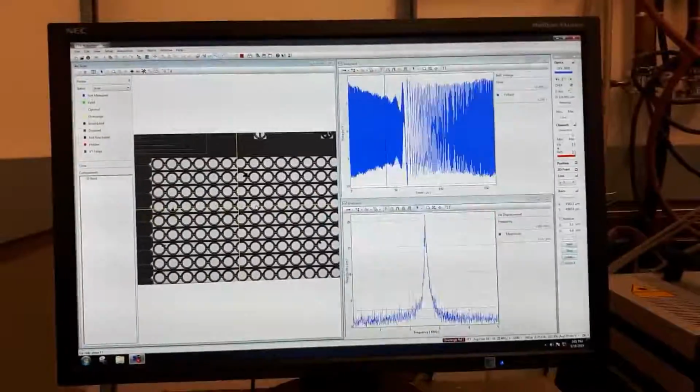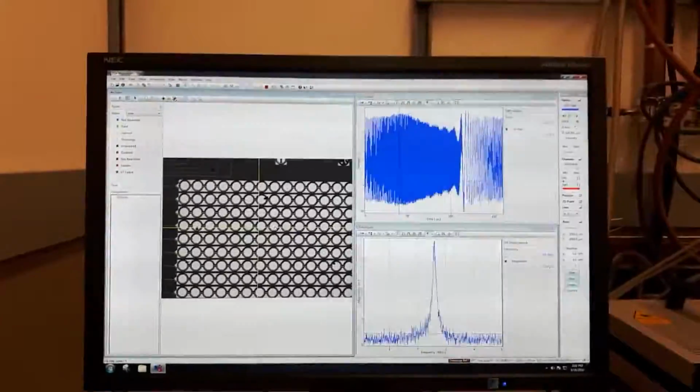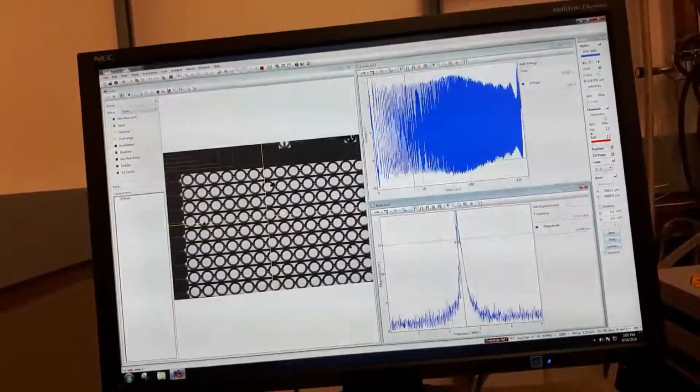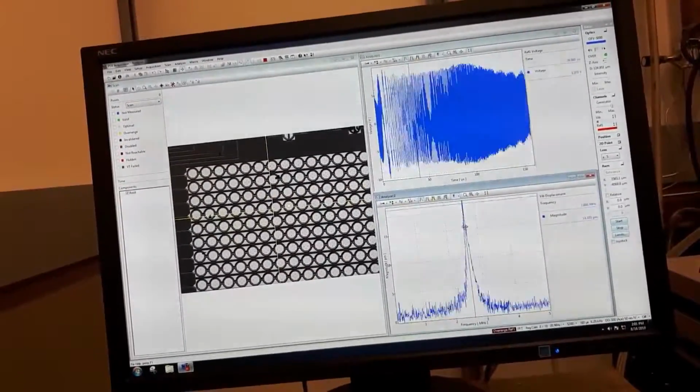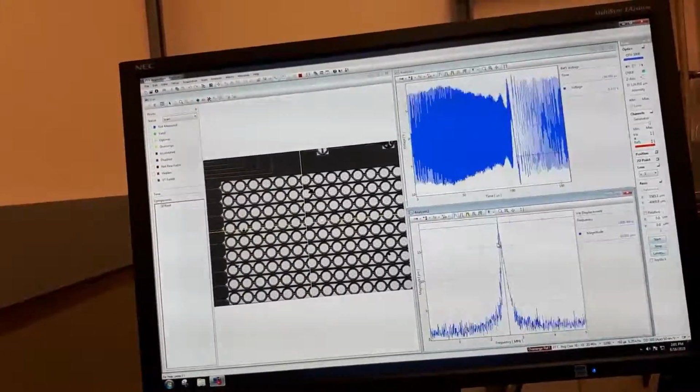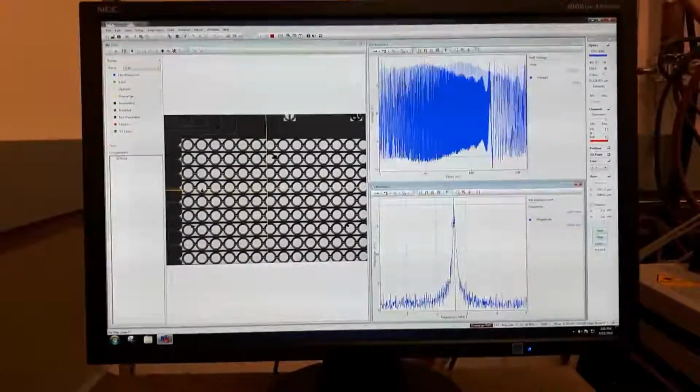So that's in real time the measurement of your sample, and now I can tell you that these devices are oscillating at 2.6 megahertz. They are vibrating up and down at 2.6 megahertz.